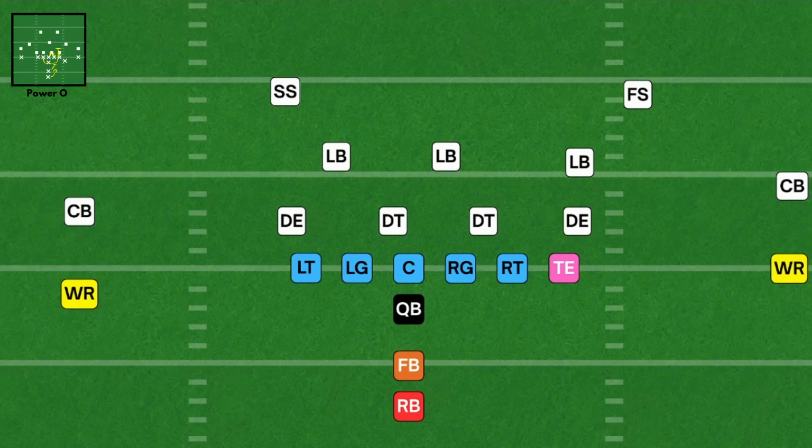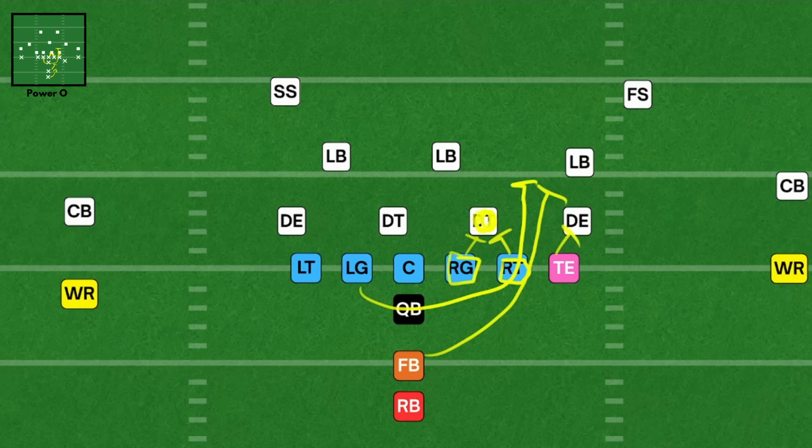Here's what Power O looks like. Usually you have your guard and tackle double team this inside defender, have someone else give a kick-out block to the defensive end, and a final blocker give a lead block to a linebacker at the point of attack. We call this a double team block instead of a combo block because both of these linemen will remain on this defender the whole time to ensure it's a solid and secure block.